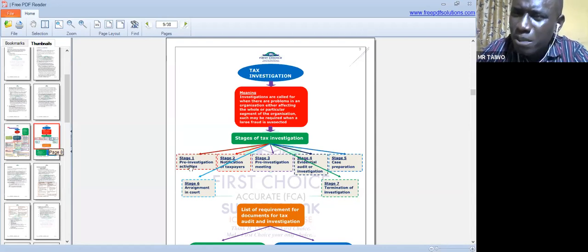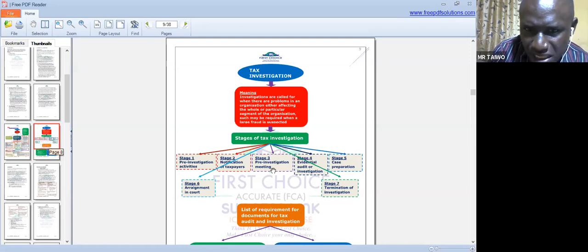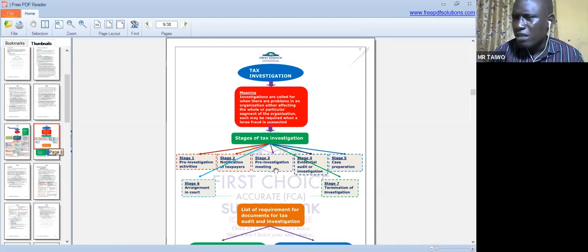These are activities that precede the investigation. After doing the pre-investigation activities, what's the next thing they will do? They will notify him. When they are satisfied that they already have some evidence against him, they will notify him that they are coming. When they notify him at step two, then at step three they will hold a pre-investigation meeting with you, the way you did in audit also. They notify them that they are coming to do a tax investigation and want their cooperation. We don't want anybody to disrupt us, and so on and so forth.